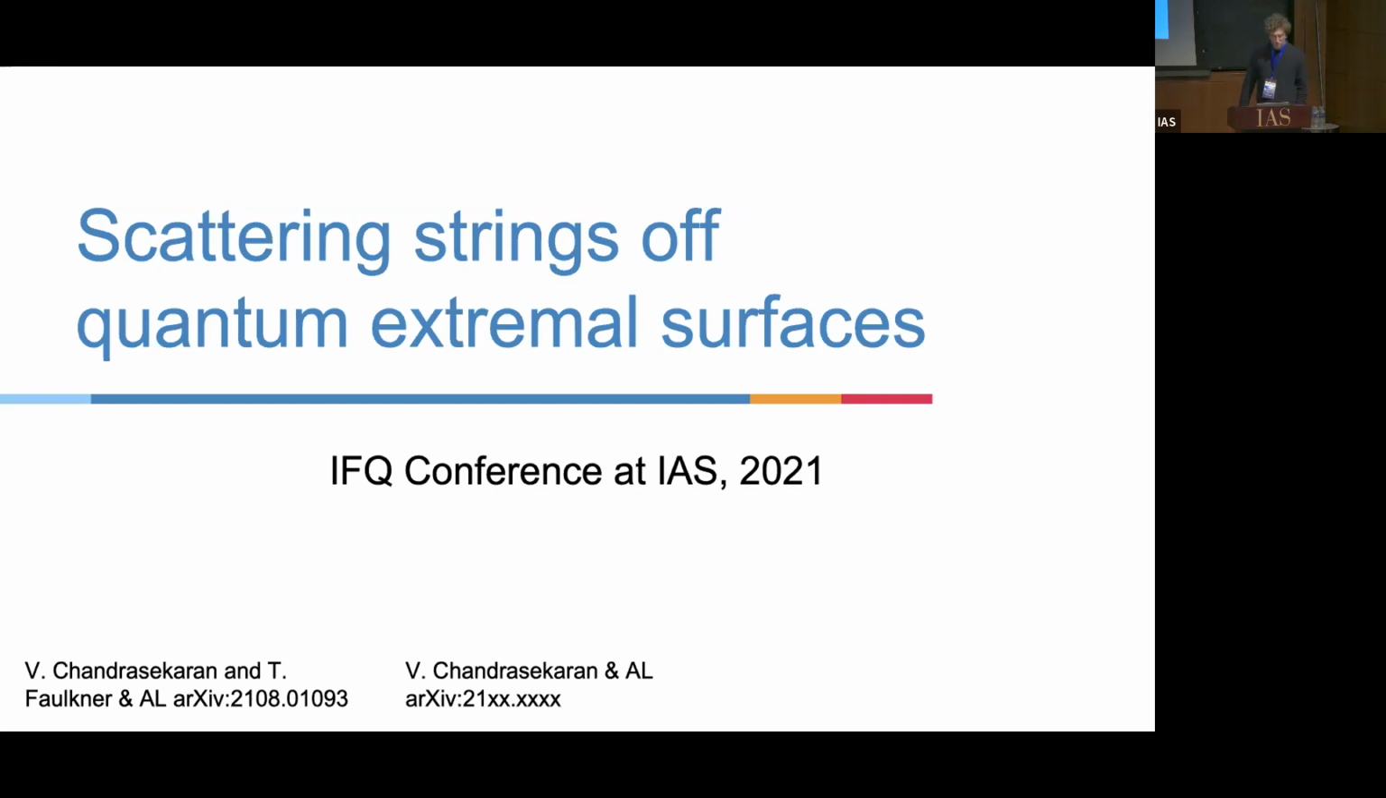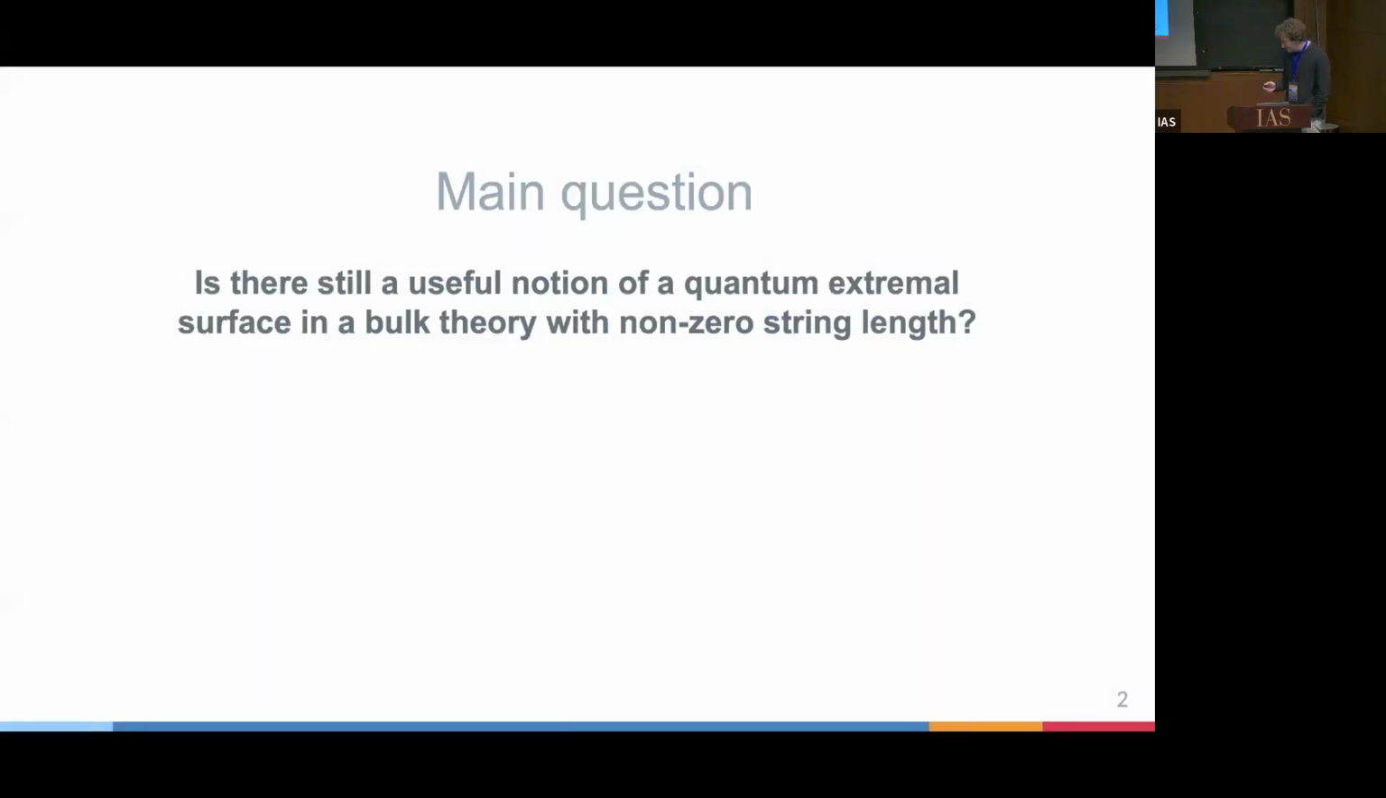We've heard a lot in the last few years about how this quantum extremal surface prescription from Aaron and Netta has given us a lot of insight into the interior of black holes and black hole evaporation. And so I think it would behoove us as a community to understand how general this prescription really is, what happens in more general theories of gravity, for example, what happens in string theory.